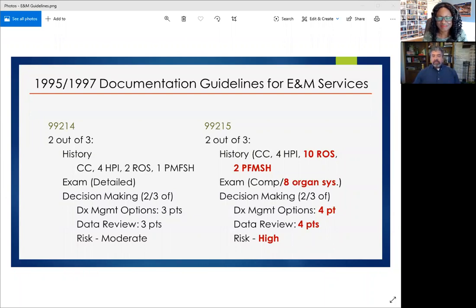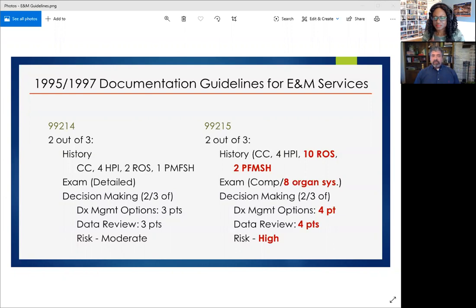Here is how I end up getting some level 5 visits in my office. If you look at the level 5 column, it still needs 2 out of 3 of history, exam, and decision-making. The big difference is in history, you have to have at least 10 review of systems. And so that's a lot. You have to actually sort of march down a list. Here's what I'm going to ask about 10 systems.